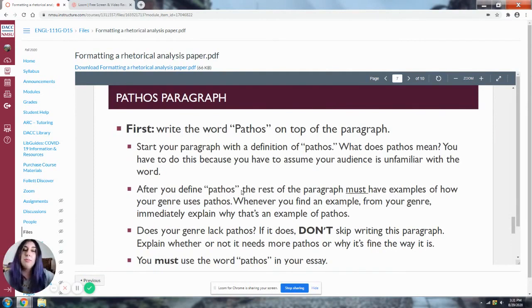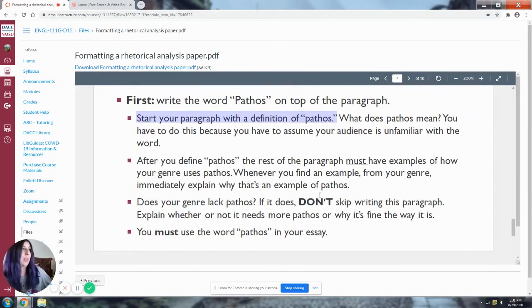Pathos, exact same thing that we just talked about, but with pathos instead. Start with the word pathos as a section heading. Whether you have a section heading of pathos or not, define what pathos is because your audience may not know. What are examples of pathos in your genre and why and how?